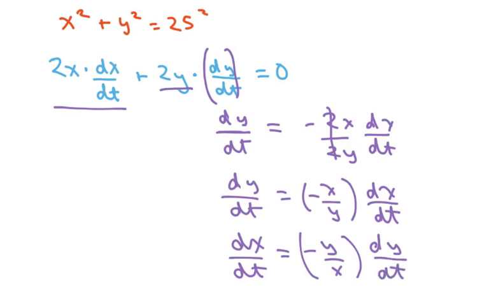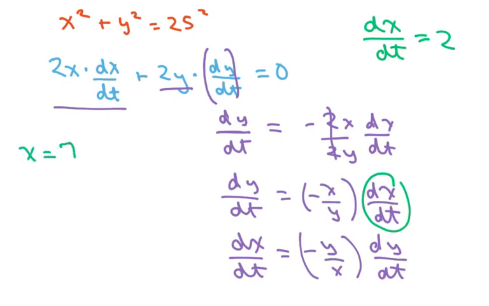So those are your two formulas, and what we want to do is find, we know that the derivative of x with respect to time, the part that's changing on the x, equals 2. It was 2 feet per second. So I'm just going to plug that into my equation. When x is 7, that's the first thing we want to do, we get y equals the square root of 576, which equals 24.